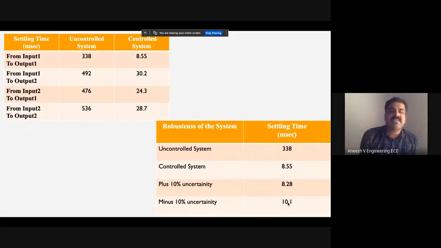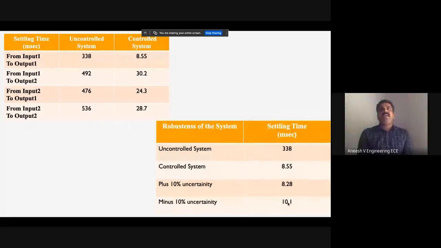If I'm adding a 10% uncertainty, some cases of my system may go to an unstable condition. If it goes to an unstable condition, we cannot claim that my controller is working fine. For that reason, the robustness check should be completed for all the processes.